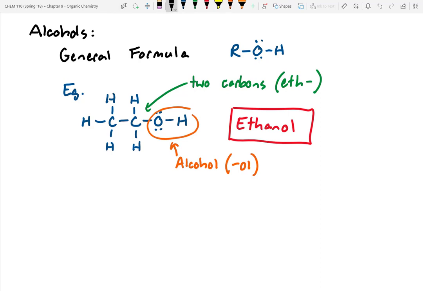All right, the next one is ether. And ethers are a little bit different than alcohols.